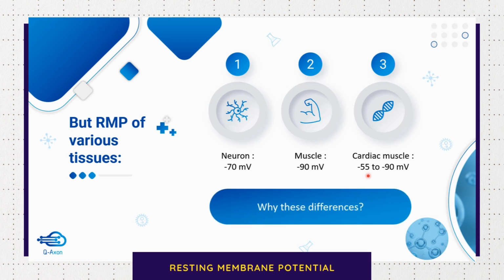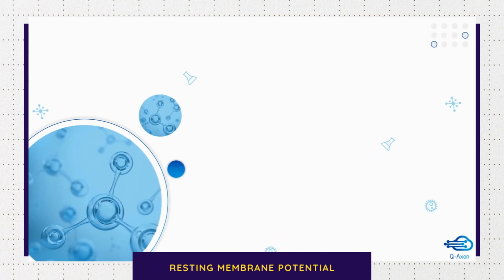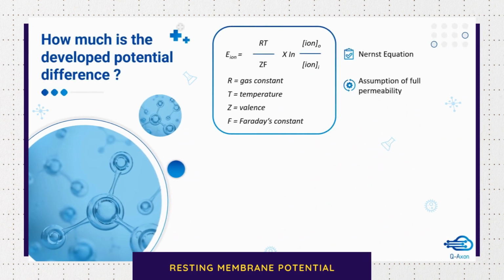So how is it that different tissues have a different resting membrane potential? If we calculate it from the Nernst equation, we don't understand how different tissues have different resting membrane potential. Well, to understand this, we should know some limitations of the Nernst equation.